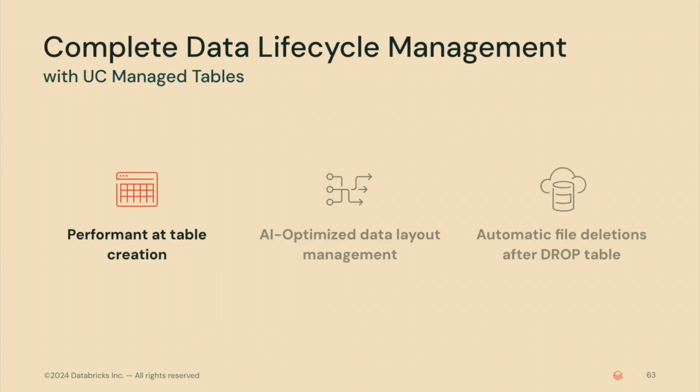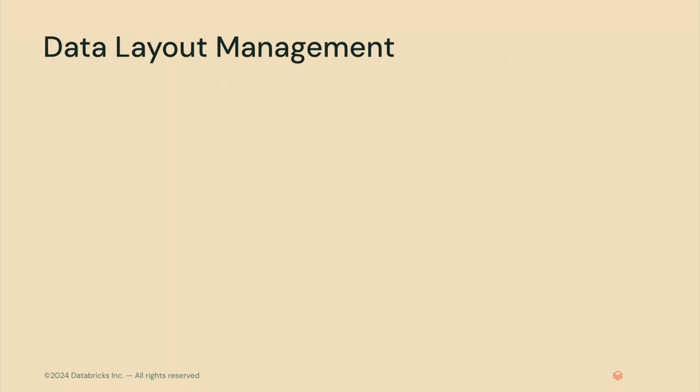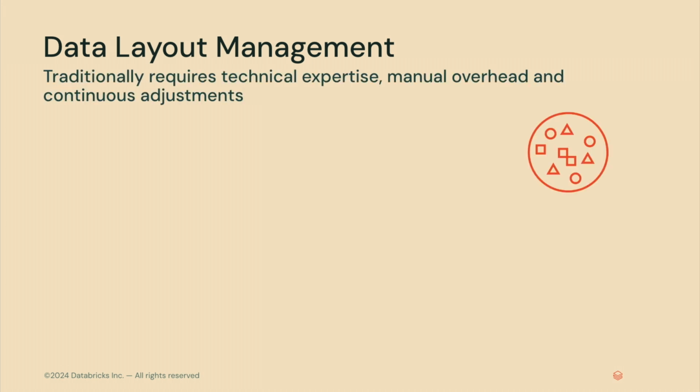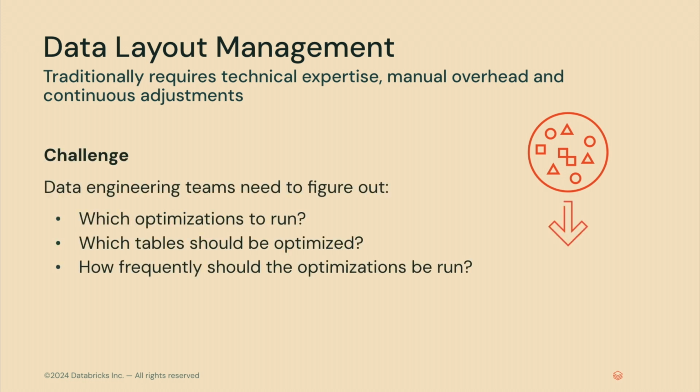And up next, let's see how we harness the power of AI to fine-tune your data layout without a lift of your finger. We all know that proper table maintenance can improve query performance and cost efficiency a lot by optimizing the lakehouse for your organization's unique needs. However, getting this right requires a lot of technical expertise, manual overhead, and continuous adjustments. And folks here can probably relate to some of these questions on the slides.